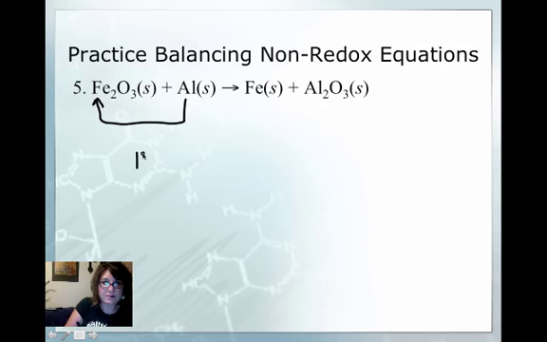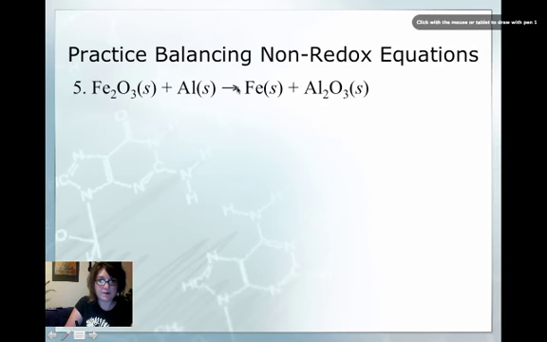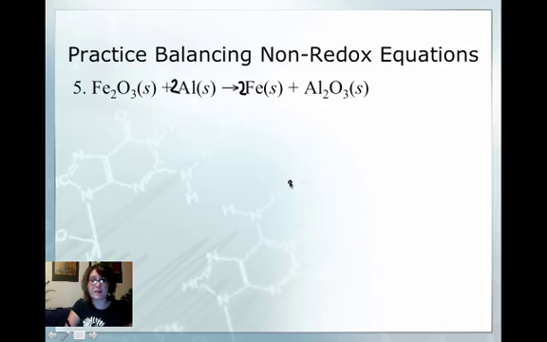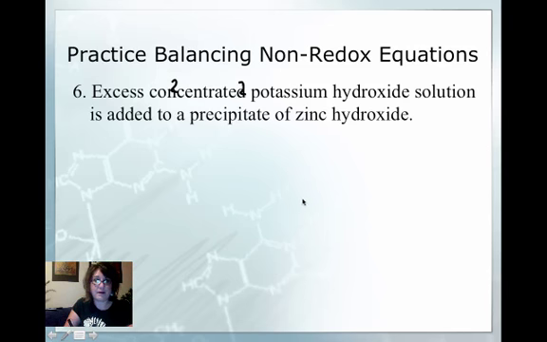So let's see. Let's just clear out this writing so I can put my coefficients in. I need 2 irons. There we are. And then how many aluminums? 2. And then oxygen is 3. There we go. Done. Oh, I said we might have our last one, but I was wrong.